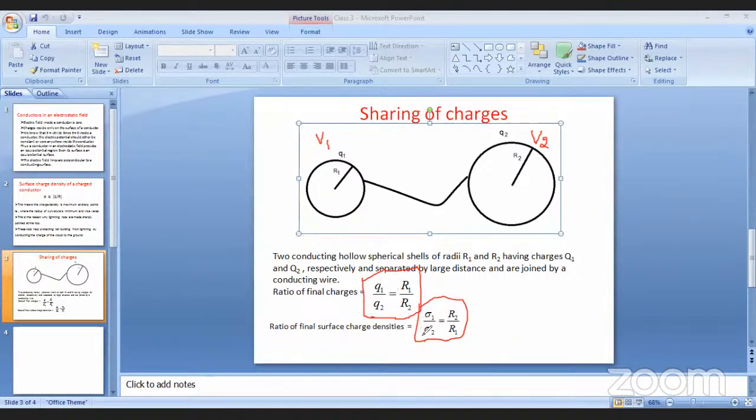And the ratio of the final surface charge densities is sigma 1 by sigma 2 equal to r2 by r1. So the ratio of the final surface charge density, sigma 1 by sigma 2, is equal to r2 by r1. This is how the sharing of charges happens between two spherical shapes.